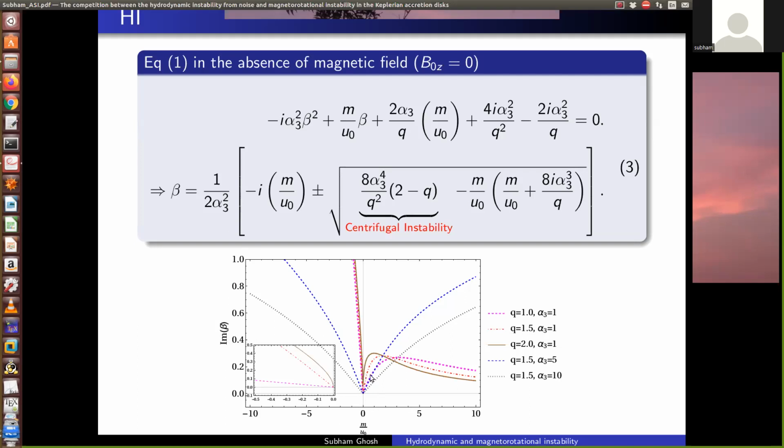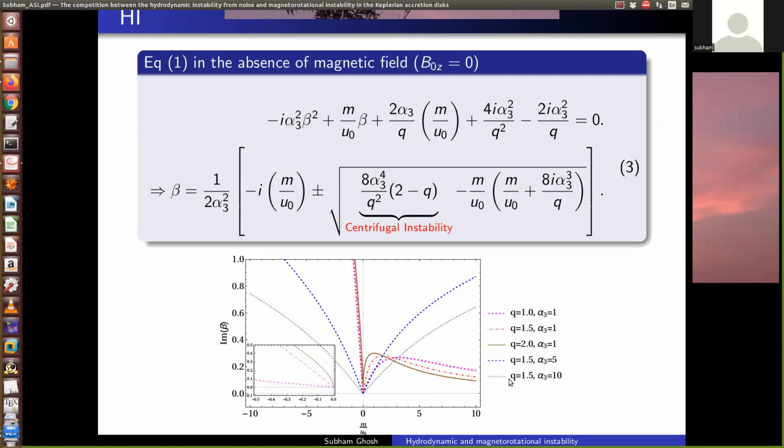And then we see that for these configurations there is a positive growth rate for positive m by u naught, that means for positive mean of the noise, as well as for negative mean of the noise. I would like to draw your attention to this black dotted curve, which I already mentioned for the MRI case.